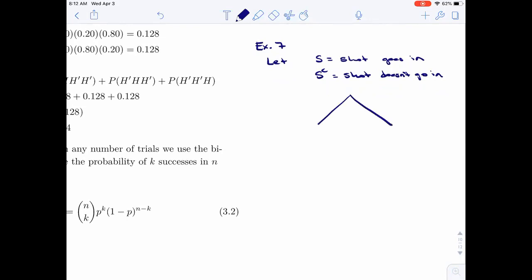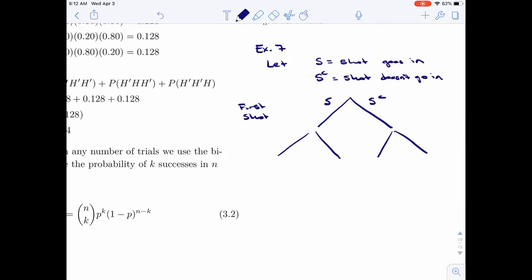So my first shot, it either goes in or it doesn't. So this is my first shot. And then regardless of what happened initially, I'm going to shoot again. So I've got this second set of branches here where it doesn't matter what happened in the first shot, I can still have it go in or it doesn't go in. So that's my second shot.